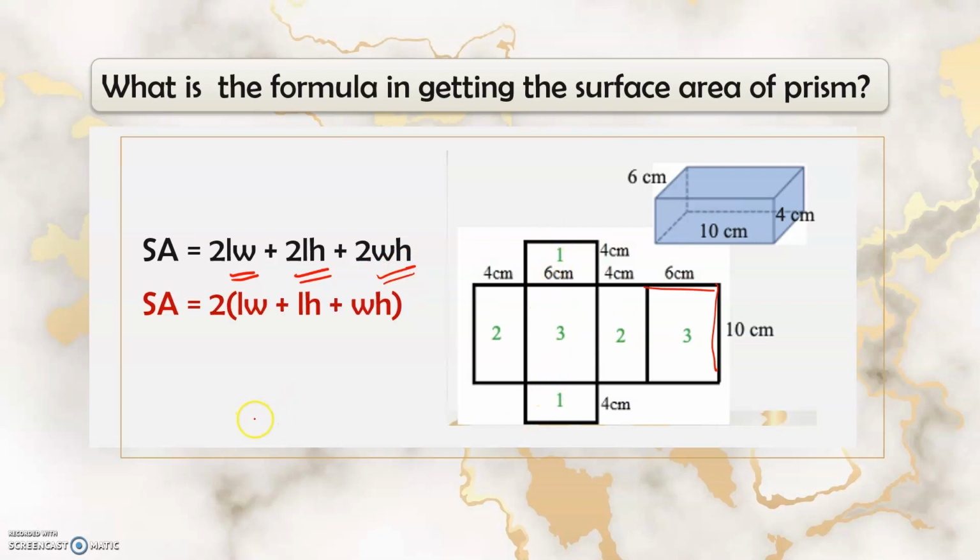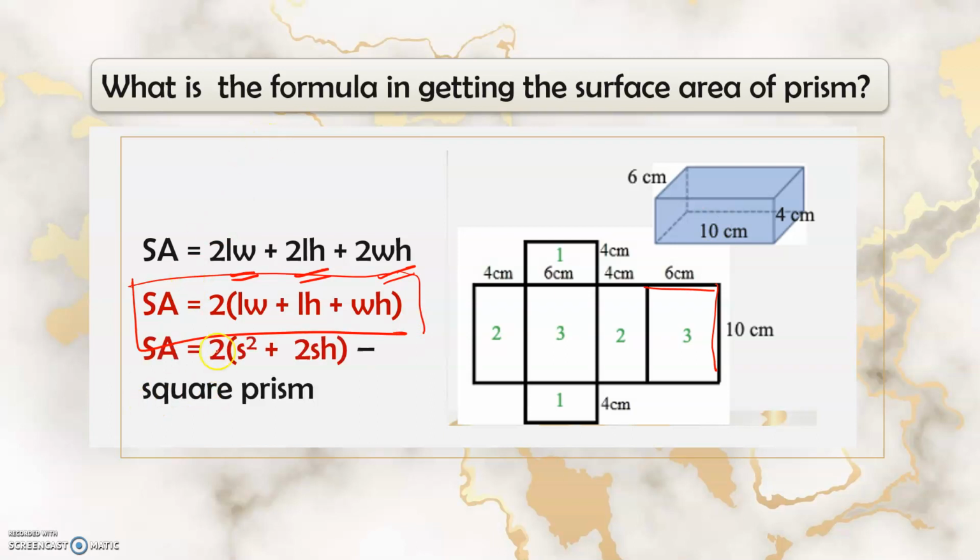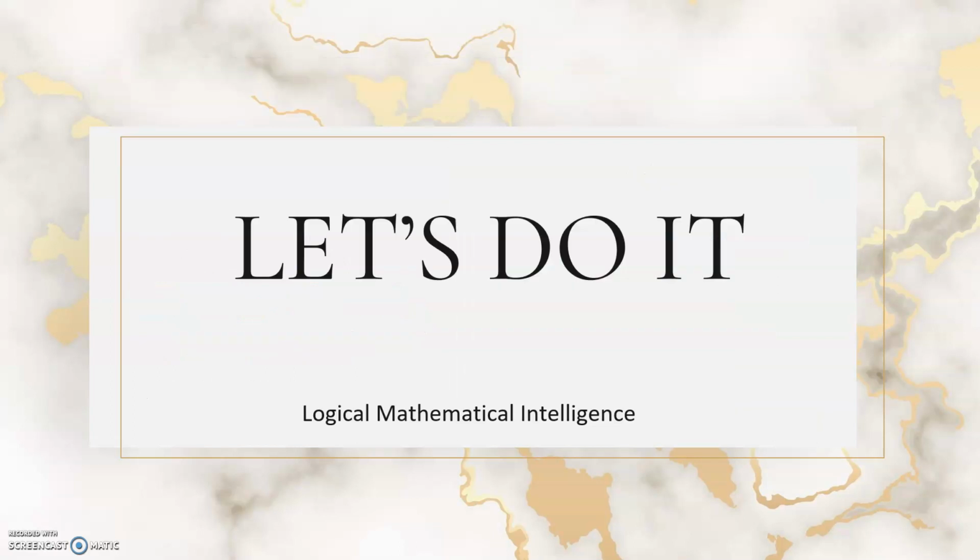And we can still simplify this formula using the distributive property. So we'll have 2 times the sum of length times width plus length times height plus width times height. So this will be our final formula. Now for the surface area of a square prism, we'll be using 2 times the sum of s squared plus 2 times side times height. Now let's use these formulas to solve for the surface area of the following prisms.